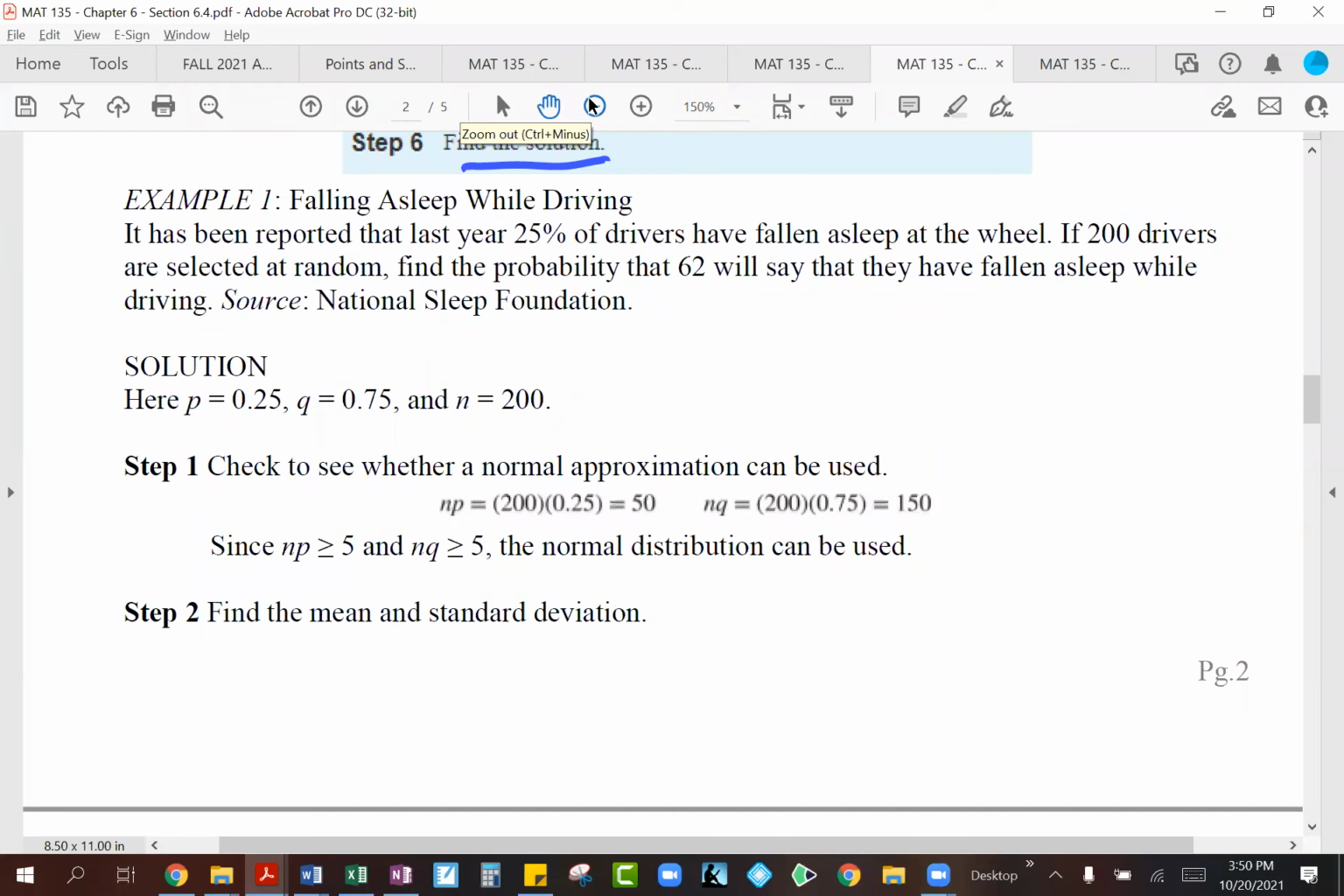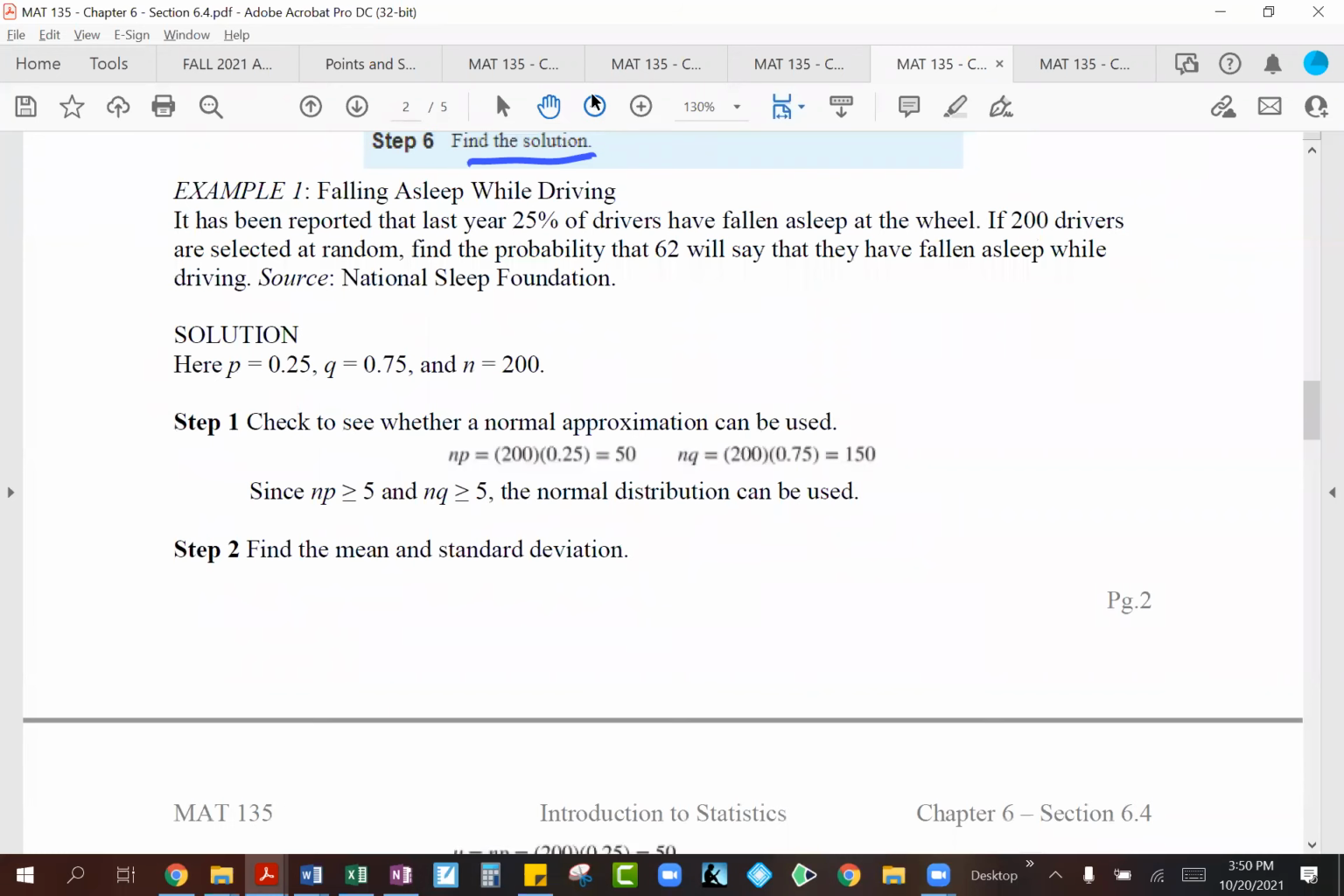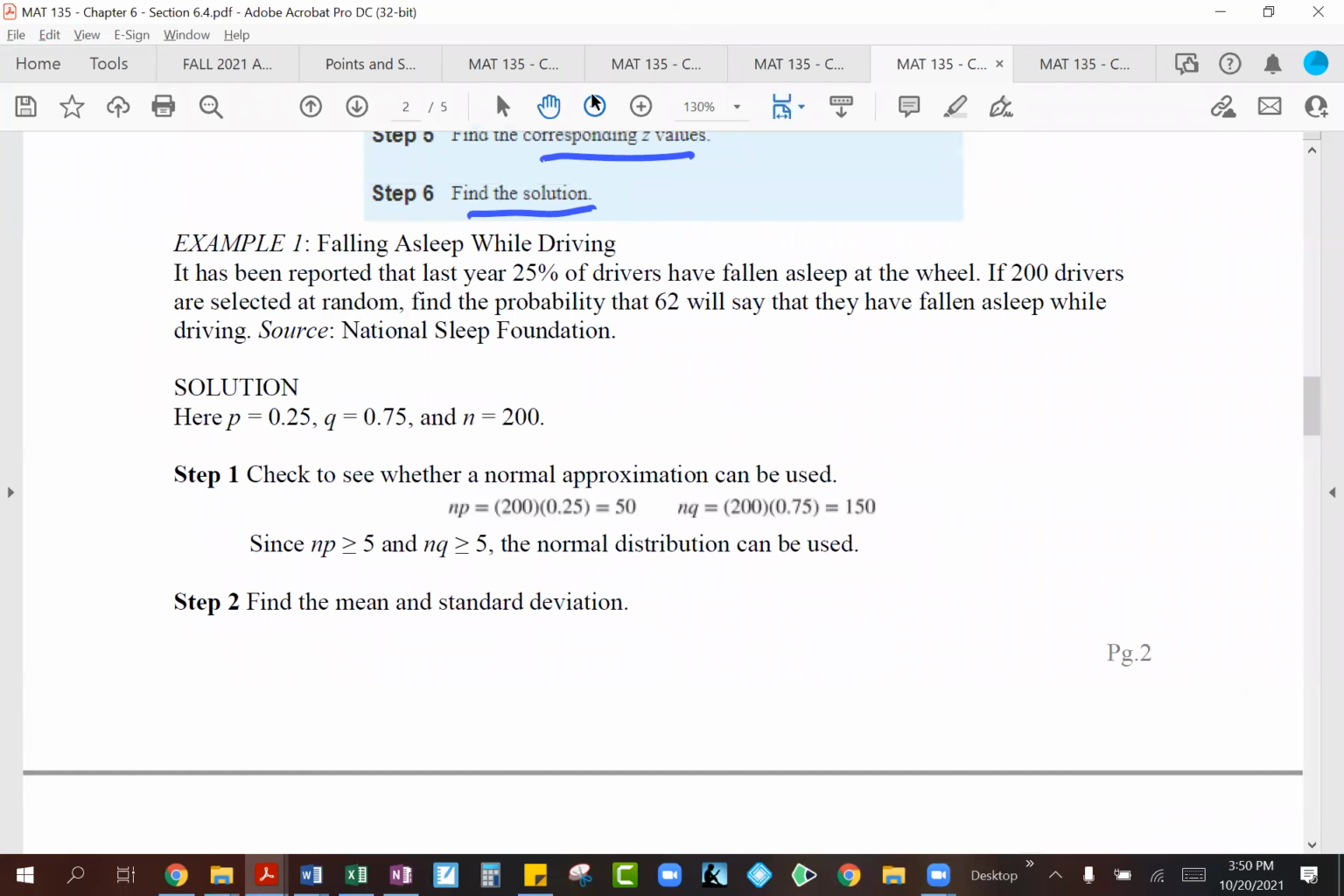So let's take a look at an example just to see how we go from a binomial to normal distribution. This one is talking about, let's make this a little bit smaller, it has been reported that last year, 25% of the drivers have fallen asleep at the wheel.